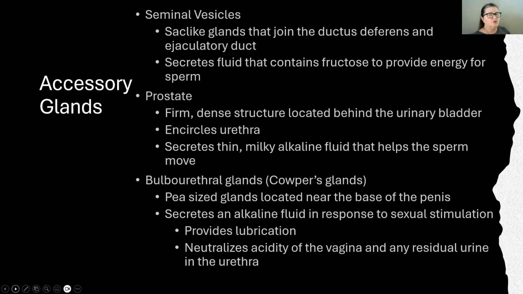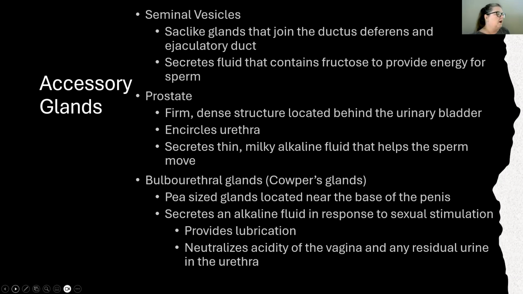It encircles the urethra. It also secretes a fluid. Its fluid, though, is a thin, kind of milky fluid that is alkaline or basic that helps sperm not only to move, but in addition to the alkaline secretions from the Cowper's gland or the bulbourethral gland, helps to neutralize the acidity in the vagina because that is ideally where all of this is going.